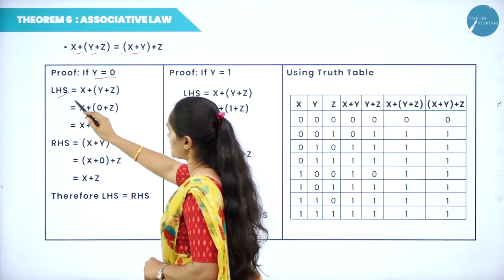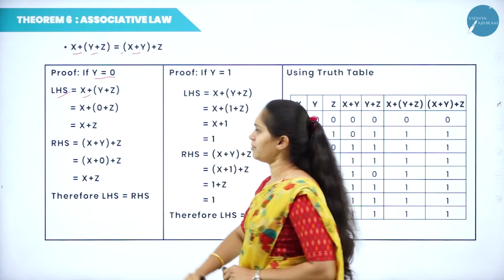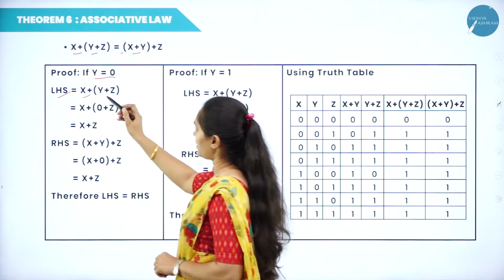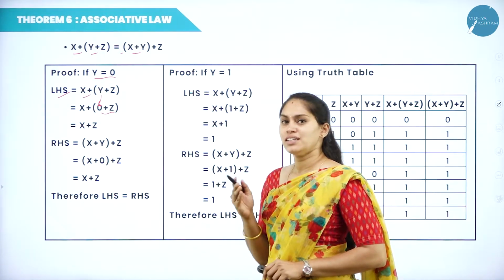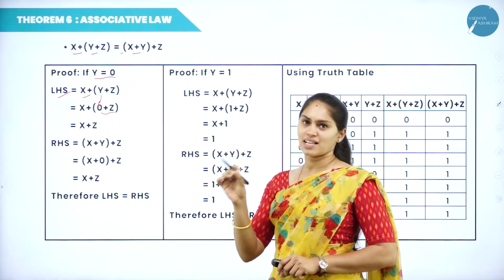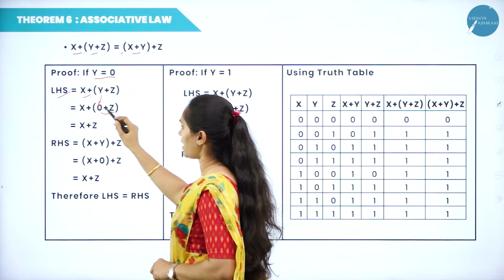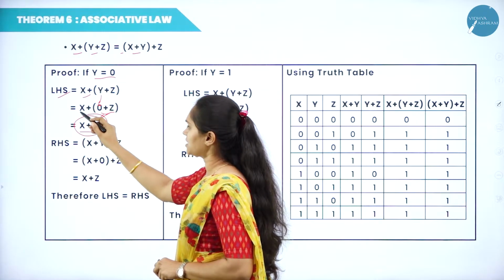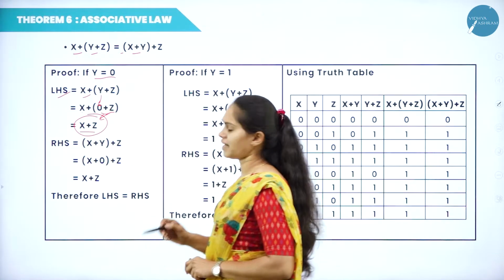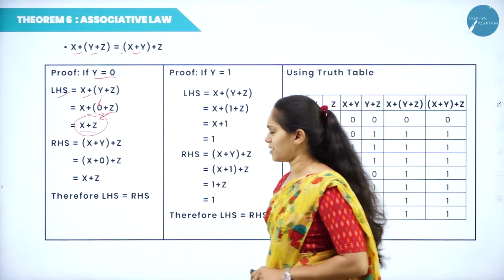Let me take the LHS, that is the left hand side, x plus (y plus z). In the place of y, put 0. If I add any number with 0, I am going to get the number itself as the resultant. So here I am adding 0 with z, the resultant will be z itself. That means x plus z. So if I add x plus z, it will be x plus z itself.